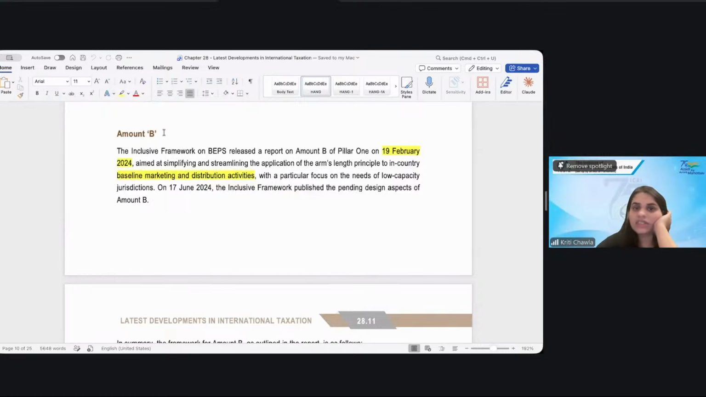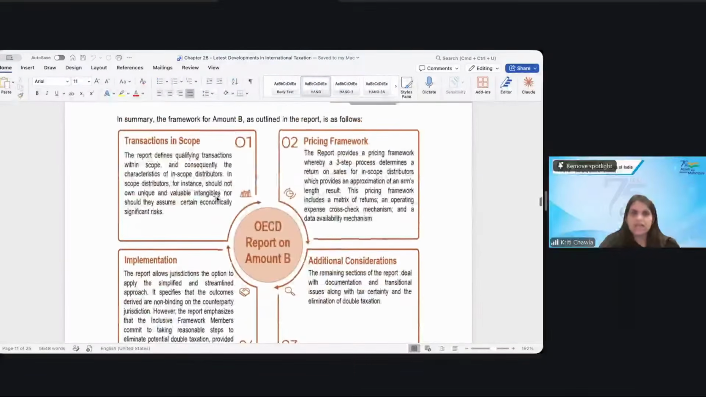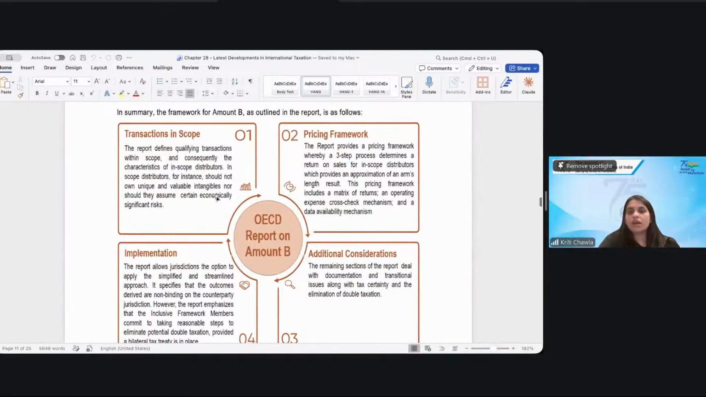Now, amount B. For that, the Inclusive Framework released a report on 19th February 2024, and it was aimed at streamlining and simplifying the application of the arm's length principle to baseline marketing and distribution activities. Now, this is the summary for amount B.